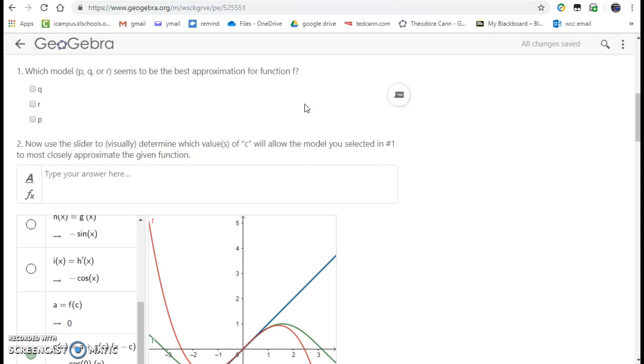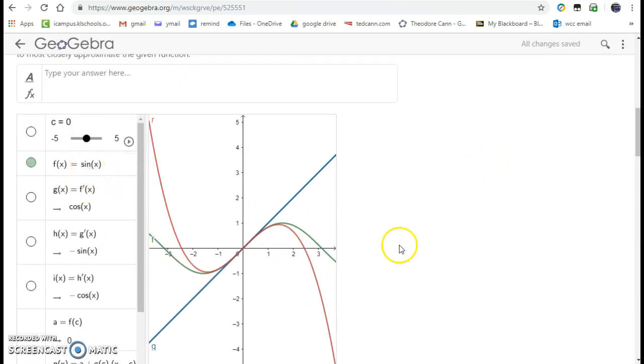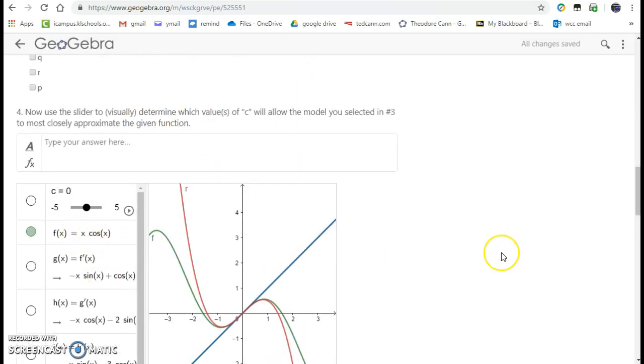For question 2, it's using the slider. So if you had all three graphs available to you, just think of it that way. If you're working with all three graphs, which c value would allow for the greatest degree of accuracy, no matter which function you are working with, p, q, or r? Which c value would allow p to be the most accurate, then q, and also r? Then you do the same exact thing for the new function, this time the sine of x. So we're playing around with different functions also. A little beefier, x cosine x.